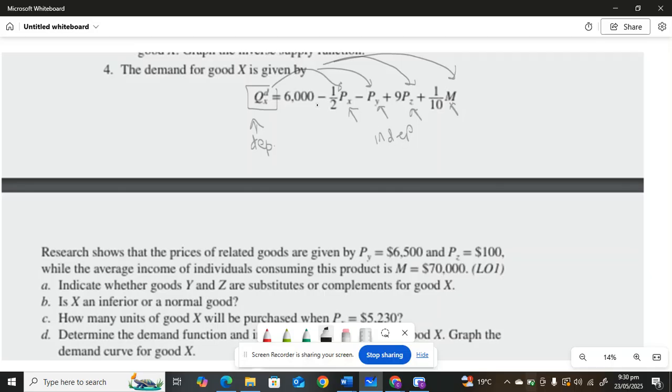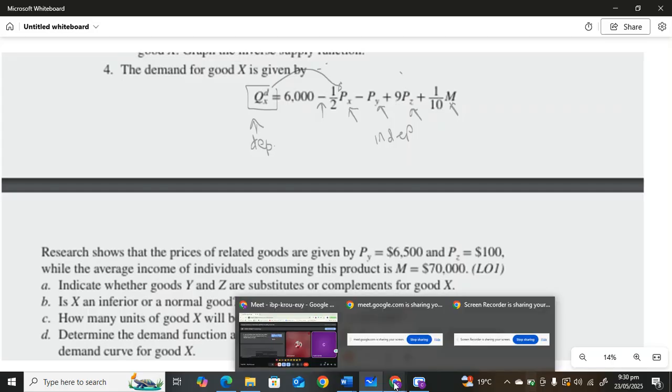So I was asking about this minus sign in front of half PX. What type of relationship is it showing between quantity demanded and the price of good X? What is the negative sign implying?